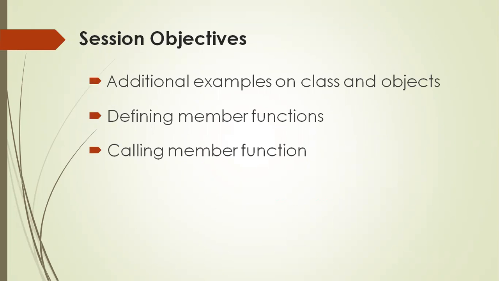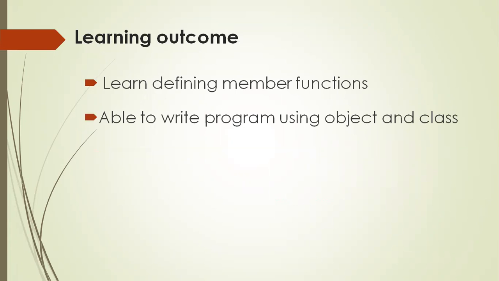In today's class, I will explain with some additional examples the concept of objects and classes in C++. I will illustrate with an example how member functions of a class can be defined and how to call the member functions of a class through the objects of the respective class. So these are the three main objectives of today's class. After attending today's class, you will be in a position to understand how a class can be defined, how a member function can be defined, and how we can call the member function of a class using objects. I will illustrate with some 3 to 4 different examples.